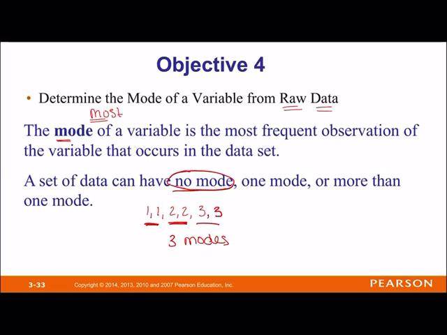Okay, so to have no mode, it's a single list of numbers and not one single number repeats. The second something repeats, you can have one mode or more than one mode.